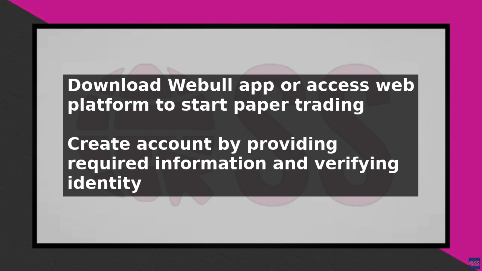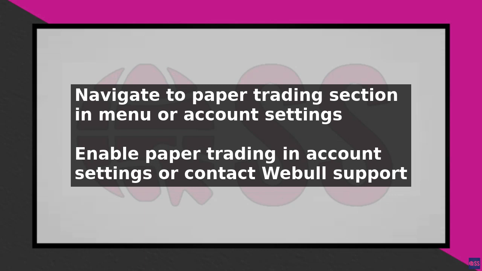the account settings. Webull offers a paper trading feature that allows you to practice trading with virtual money, helping you to get familiar with the platform and test your trading strategies without risking real money. To activate paper trading, you may need to enable it in your account settings or contact Webull support to have it activated for you. Once activated, you will receive a virtual cash balance that you can use to practice trading.